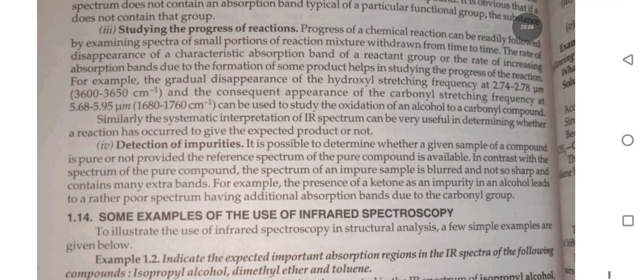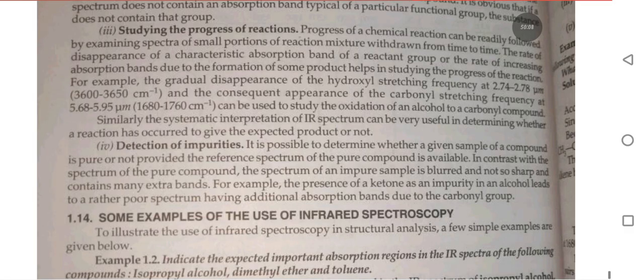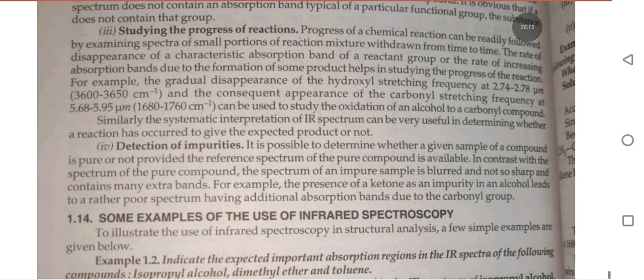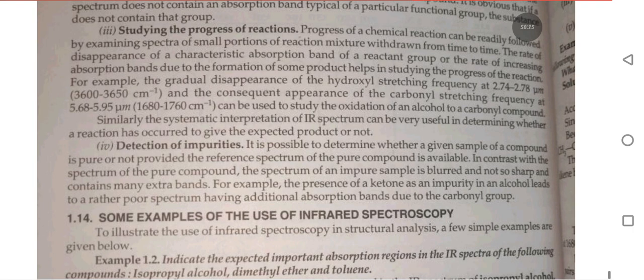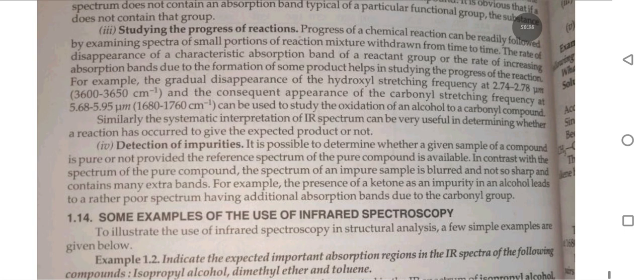For example, the gradual disappearance of hydroxyl stretching frequency at 2.74 to 2.78 um and the consequent appearance of carbonyl stretching frequency at 5.68 to 5.95 um can be used to study the oxidation of an alcohol to a carbonyl compound. Similarly, the systematic interpretation of IR spectrum can be very useful in determining whether a reaction has occurred to give the expected product or not.